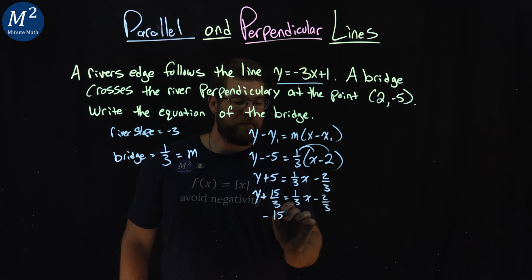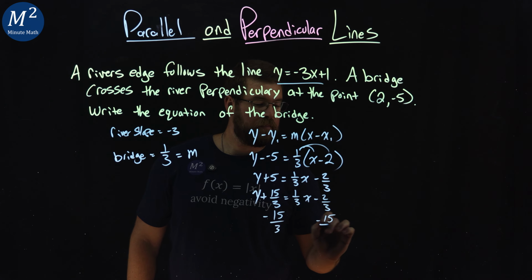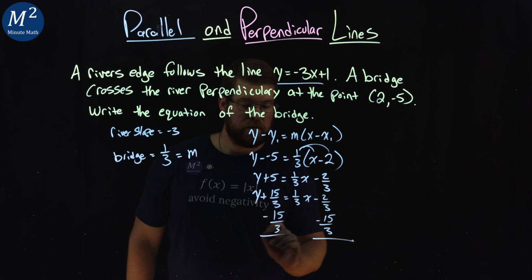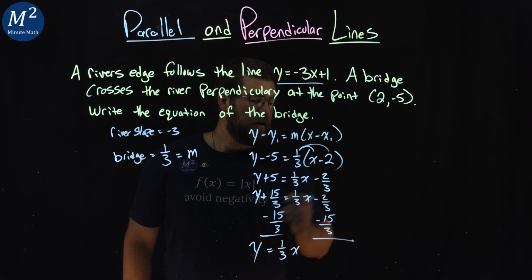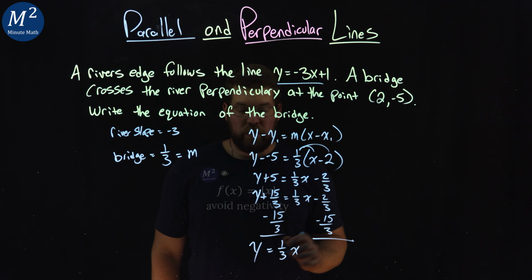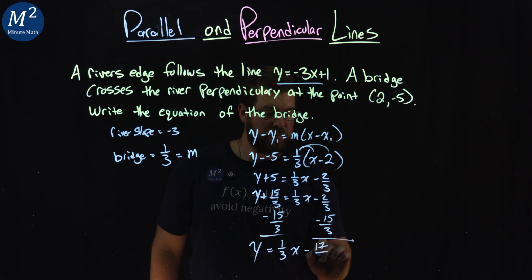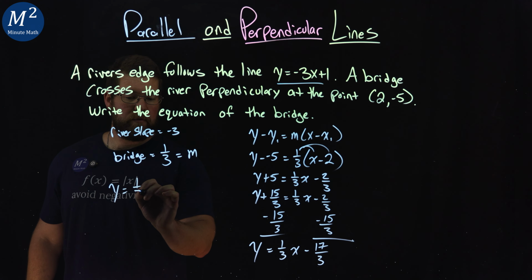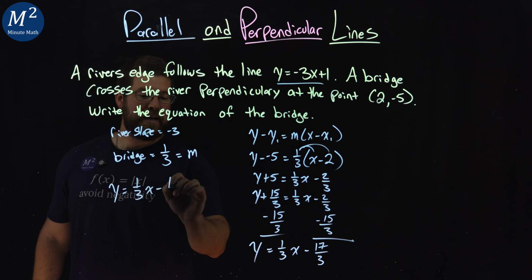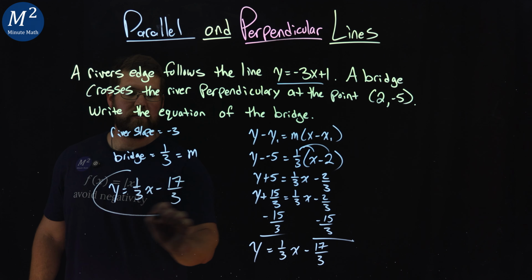We're going to subtract that 15 over 3 from both sides as such. So y is now by itself, 1/3 x minus 2/3 minus 15/3 is a minus 17/3. And so our equation for the bridge is y equals 1/3 x minus 17/3.